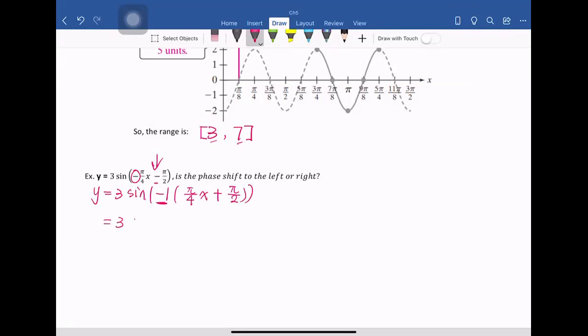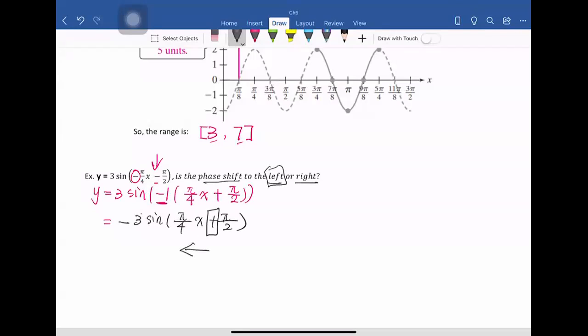And then 3 times, because sine is an odd function, it's negative 3 times sine of pi over 4 x plus pi over 2. That means the sign here is positive. That's moving left. So this function is asking whether the phase shift is to the left or right. So this is left. And what is the phase shift?